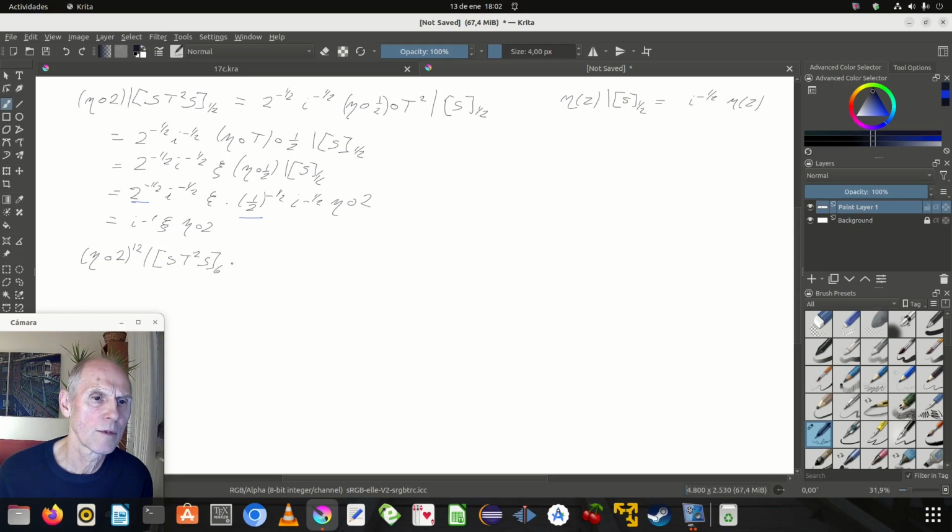And this becomes order 6. i to the 12th, that's unity. And xi to the 12th, that's minus unity. So it changes sign, which means that this does not lie in M6 of gamma of 2.